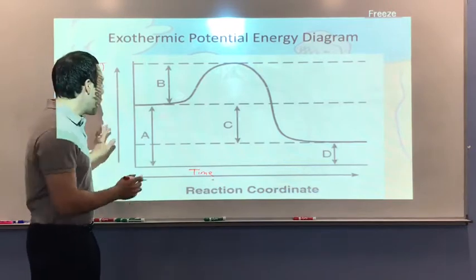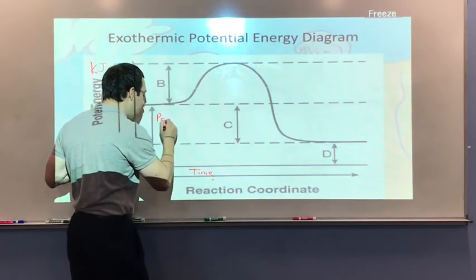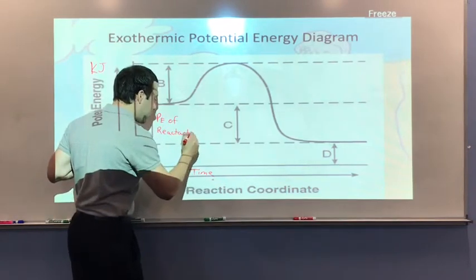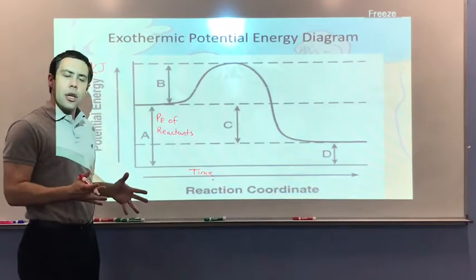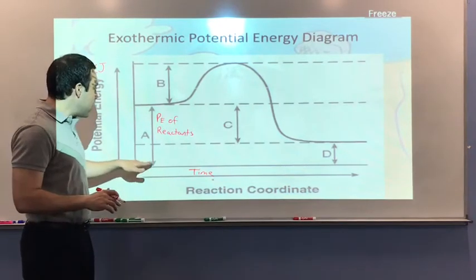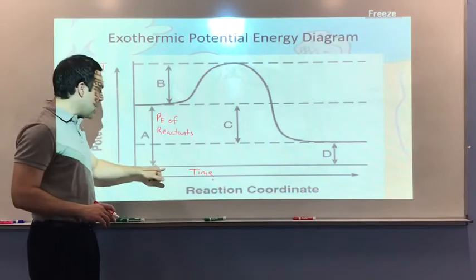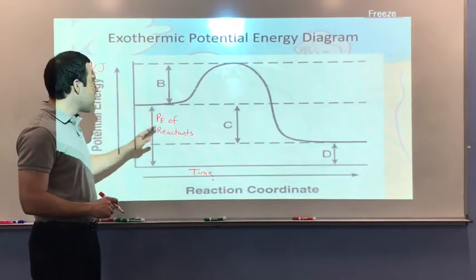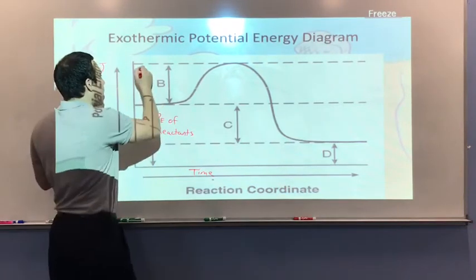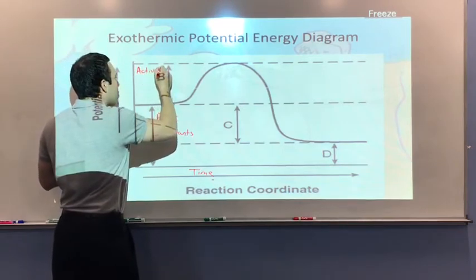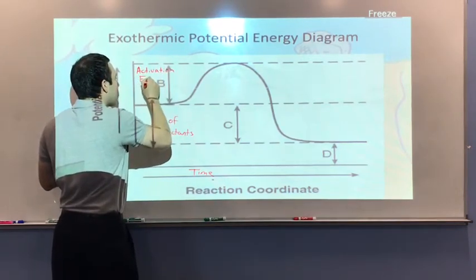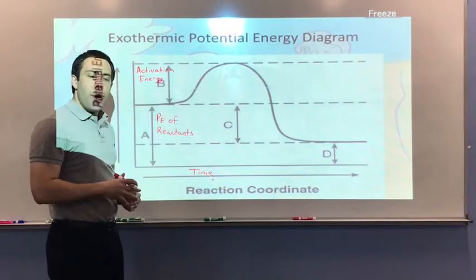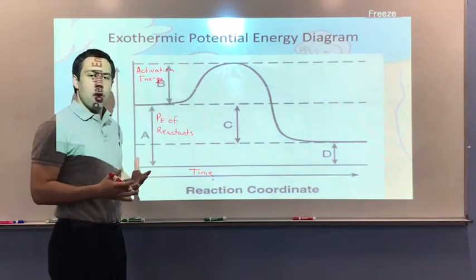The first one, letter A, is the potential energy, or PE, of reactants. That's the total energy of all of the reactants. If you see potential energy, that means the arrow is going to touch the x-axis. Letter B is the activation energy. That is the amount of energy required to activate or to start the chemical reaction.